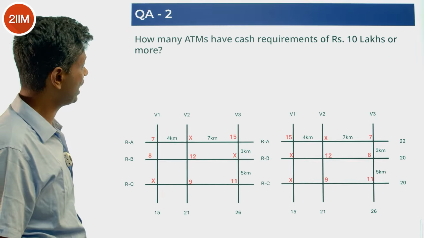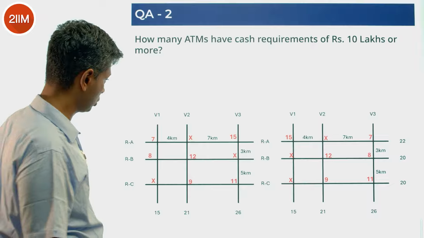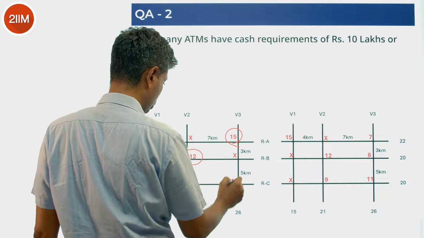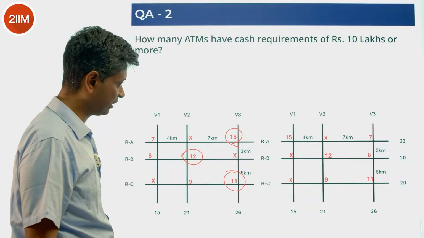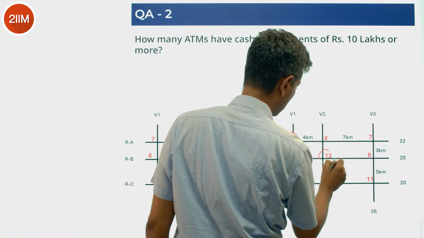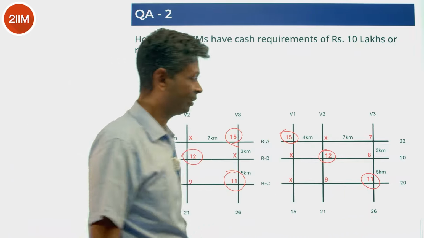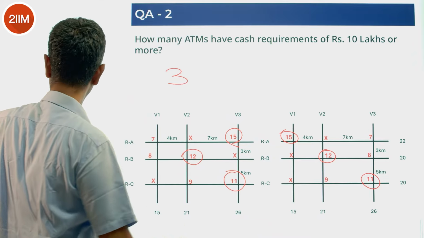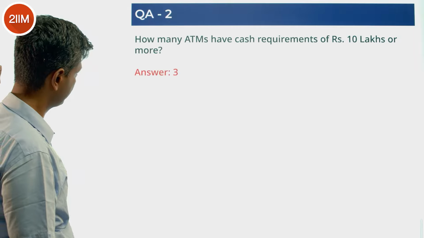How many ATMs have cash requirements of 10 or more? This one, this one, this one. Not 7, 8, 9, 11, 12, 15. 15, 12, 11. Not 7, 8, 9. 3 in both cases. Answer is 3. Luckily for us, in both cases the answer is same.